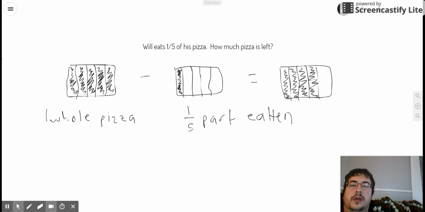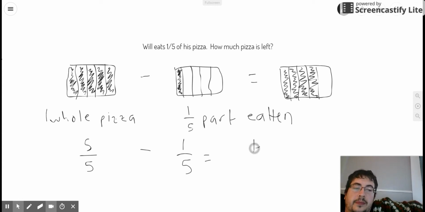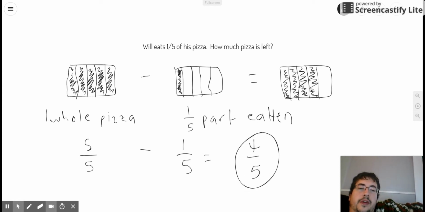But I can also represent each part of my problem using fraction notation. So one whole pizza is 5/5 or 5 pieces out of 5 pieces. And then we're eating or subtracting 1/5 of that whole. And then we're left with 4/5. So the answer to the question, how much pizza is left after Will eats 1/5 of it, is 4/5.